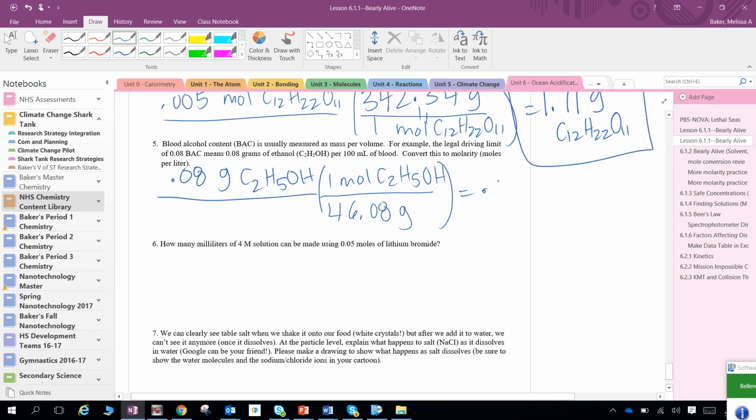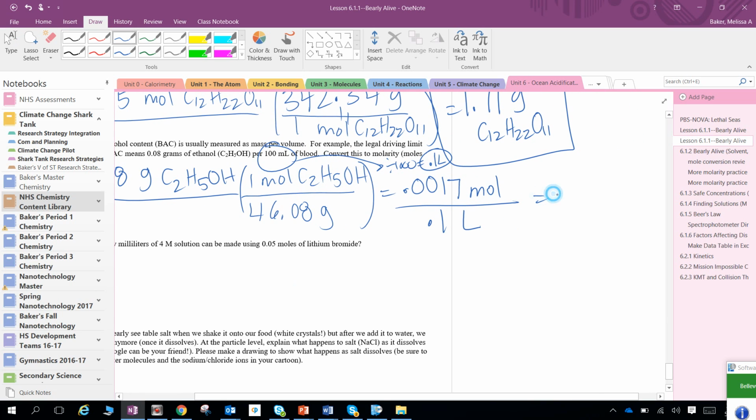Multiply across the top, divide by the bottom. I'm talking 0.0017 moles of ethanol. And that's in every 100 milliliters of blood. So I've got to divide by 1,000 to get milliliters into liters. That's 0.1 liters. So now I can do my moles divided by liters, and I get 0.017. That is the concentration of ethanol in your blood that you're allowed to still drive with.